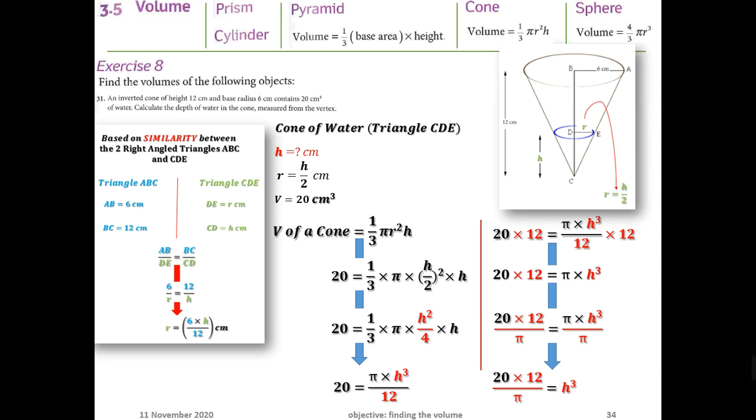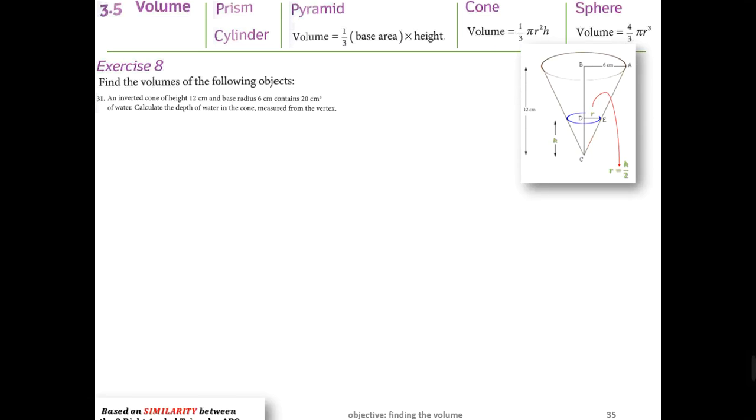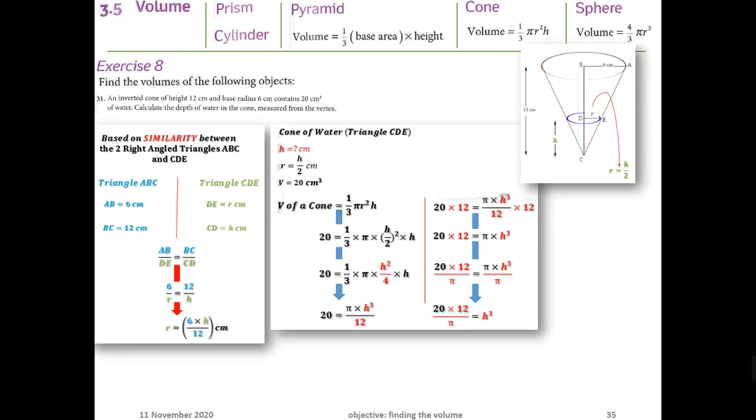So that's why we're going to say cube root of 12 times 20 over pi, which is going to be as following. So cube root of 20 times 12 over pi, and this is going to give me the h, which is 4.24 centimeters, and this answer is correct to 3 significant figures.